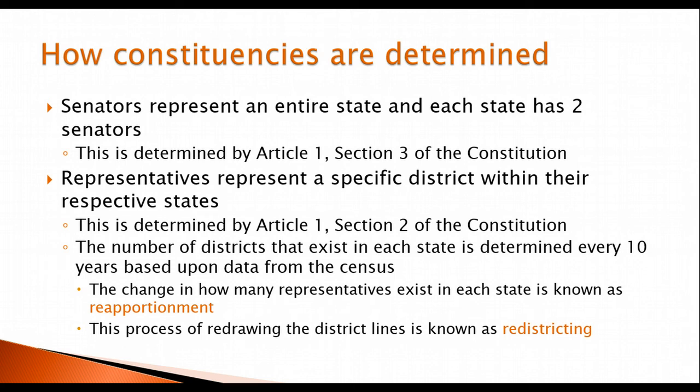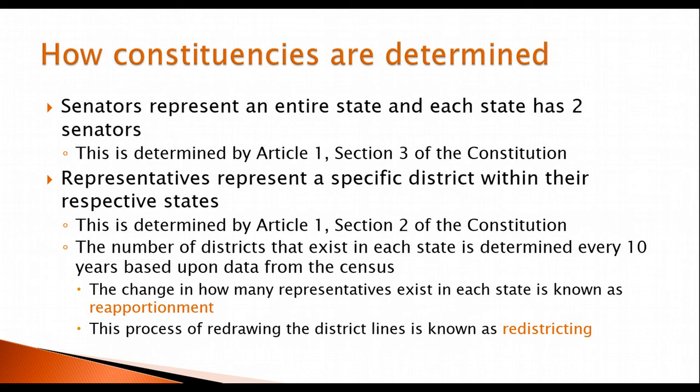The number of districts that exist in each state is determined every 10 years based upon data from the census. So every 10 years, the census is circulated. People are required by federal law to fill out the census. That doesn't necessarily mean that everybody does it, but they're required by law to participate in the census. So then there are 2 things that are done after the census is taken.